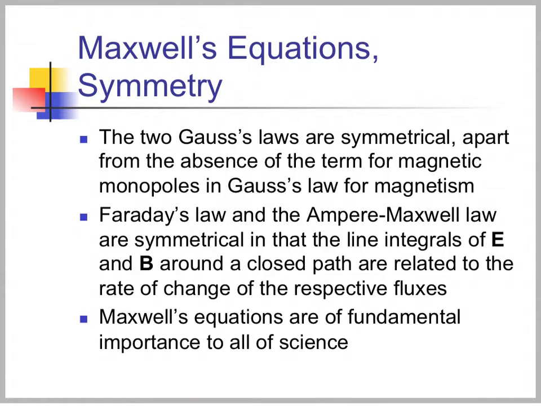Now, the two Gauss laws that we look at are symmetrical apart from the absence of the term for magnetic monopoles in Gauss's law for magnetism. And Faraday's law and the Ampere-Maxwell law are also symmetrical in that the line integrals of E and B around a closed path are related to a rate of change of fluxes. Maxwell's equations are fundamentally important to all of science.